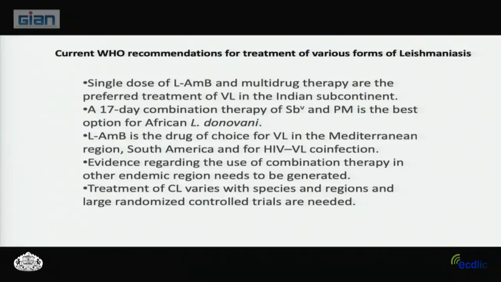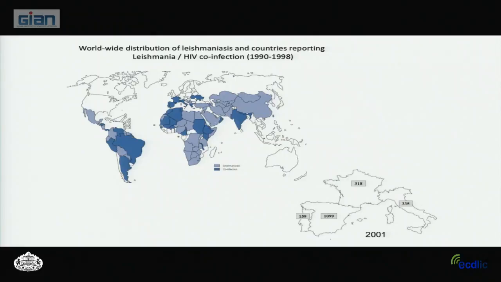This single dose of Ambisome doesn't work well at all. So they use a 17-day combination of antimony and paromomycin, and that's what they're using in Africa. I just want to say, for the treatment of the various forms of cutaneous leishmaniasis, there are many different treatments that are being optimized, and it depends on the species and the regions, and they still require large randomized controlled trials. I want to make a point about leishmania and HIV co-infection.